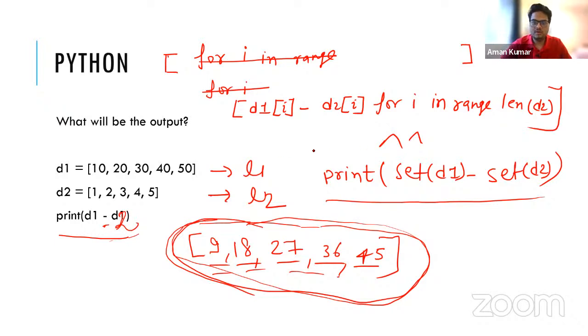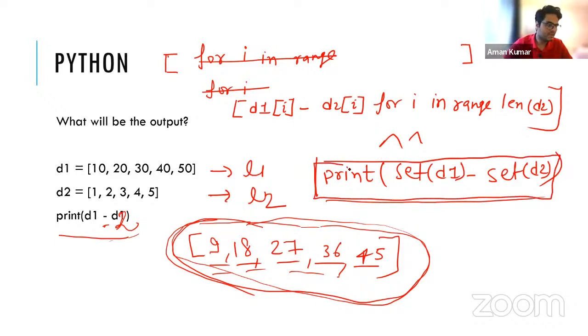Additional parenthesis over len for I in range len D2. Okay, maybe I missed some parenthesis. Okay. So will this work? Print set of D1 minus set of D2. Will this work? Can anybody test it? It is working. Okay, fine. So we got a good solution. Convert into set and minus it.